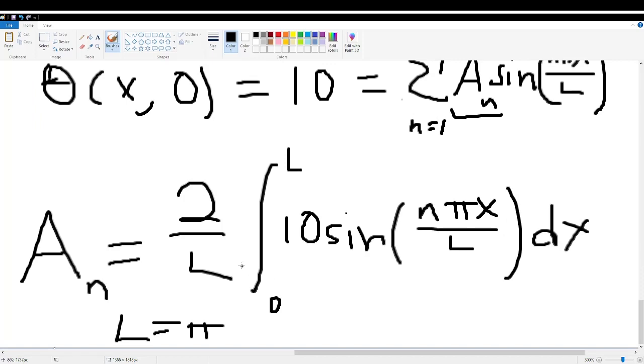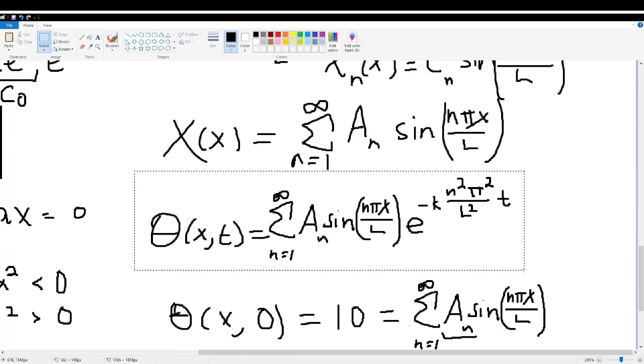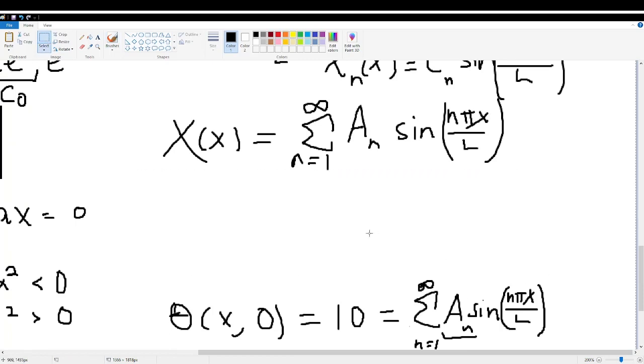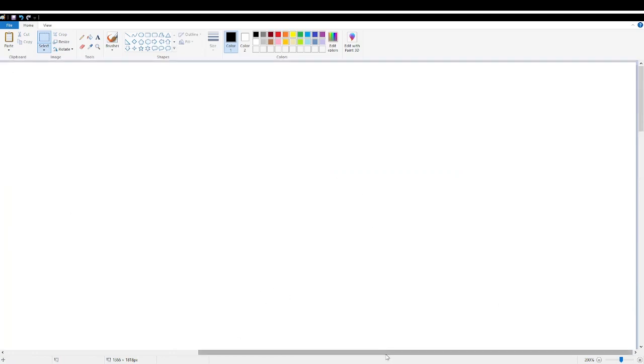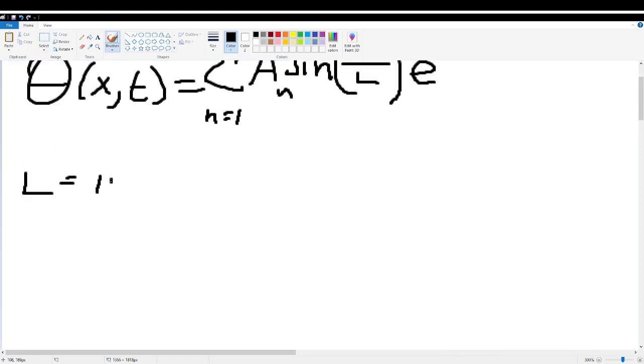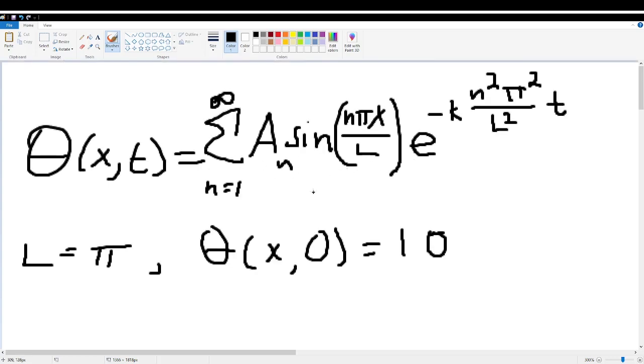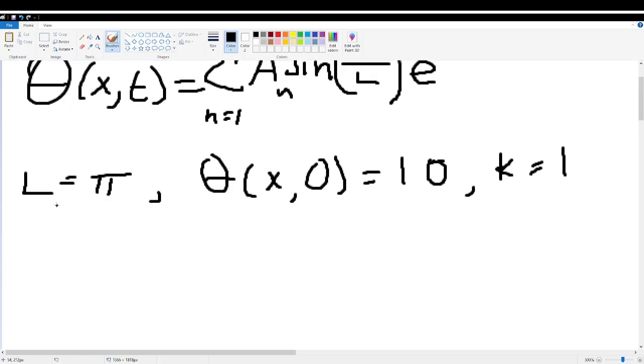So why don't we go ahead, copy this, and we're going to go ahead and put it up here. So let's evaluate for the case that L equals pi, and recall our initial condition: theta at time 0 is equal to 10, right? Doesn't have to be 10. Could be a constant. Doesn't really matter. We also haven't picked a k yet, but you don't really have to. We can pick it later. But you know what? Let's let k equal 1. Sure. Doesn't really matter.